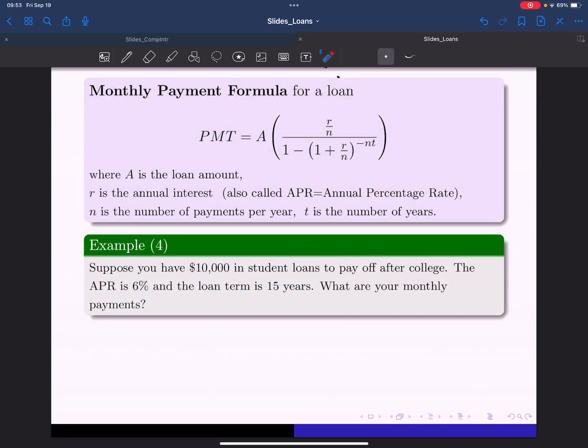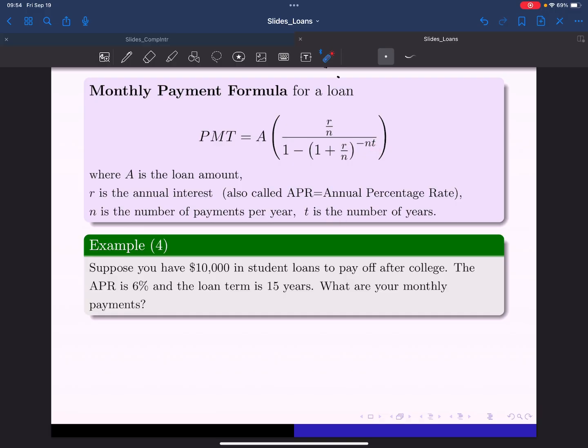Now we have the monthly payment formula for a loan. There is a function on a calculator or a computer that calculates the monthly payment. This is the formula. A is the amount of the loan. R is the interest rate, or sometimes called APR, annual percentage rate. N is the number of payments per year, and T is the number of years.